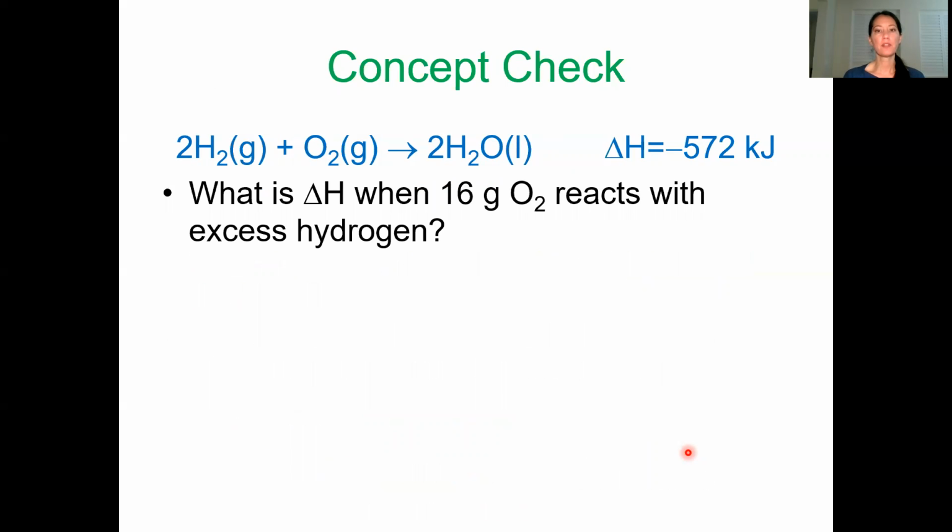Okay, you guys practice this one. Pause it and work this problem, and then I'm going to explain it. So this question is, what is delta H, the enthalpy change, when 16 grams of oxygen reacts with excess hydrogen? This is not a limiting reactant problem. It's saying you have plenty of hydrogen to complete this, but you do have 16 grams of this. So the only way we can figure out delta H is, again, to use it like a mole ratio. So we need to get into moles.